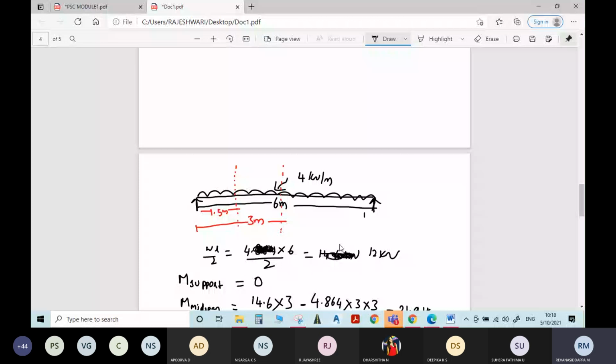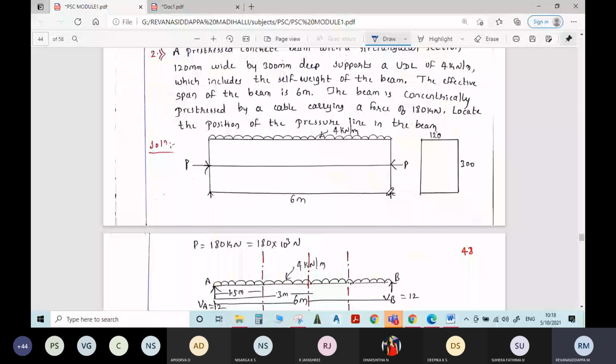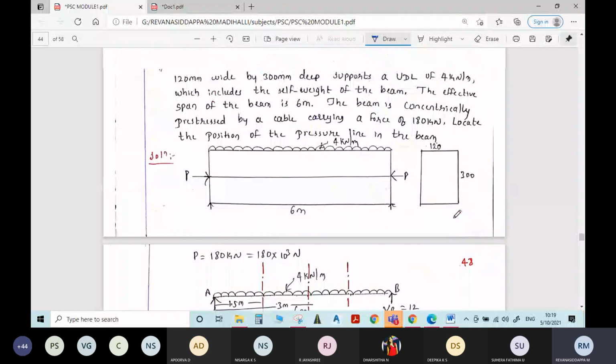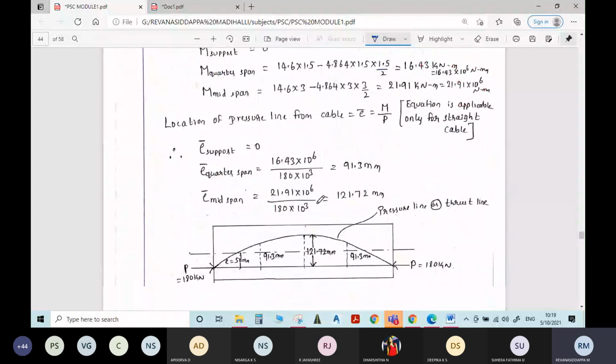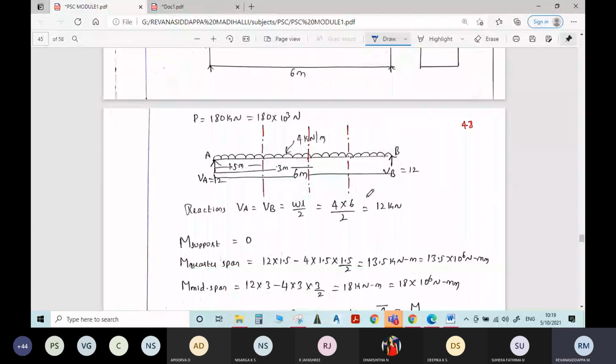All of you have written the problem, right? Same procedure. Instead of 4.864 here, you have only 4 kilonewton per meter. Check your answers.